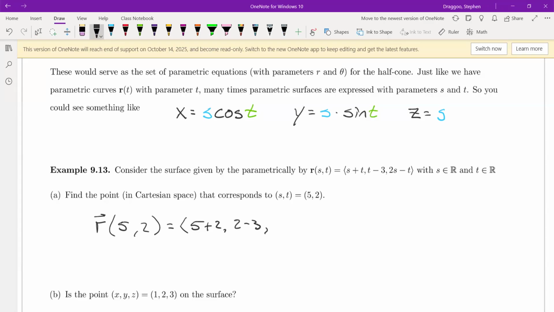t is the second parameter. And 2 times 5 minus 2. Let's call it 10 minus 2. So that's 7, -1, 8. Right. I just plug some stuff in.